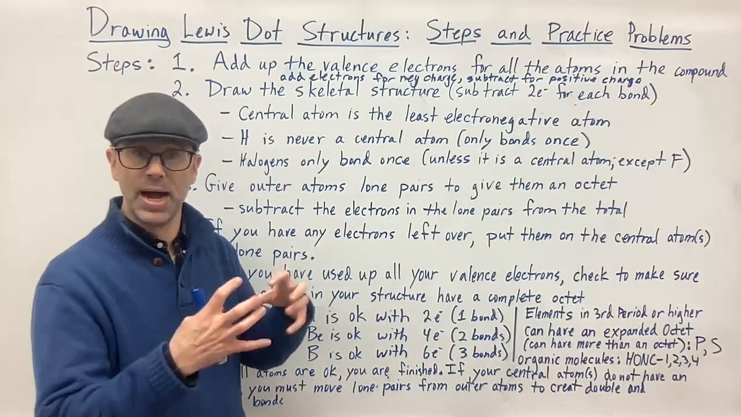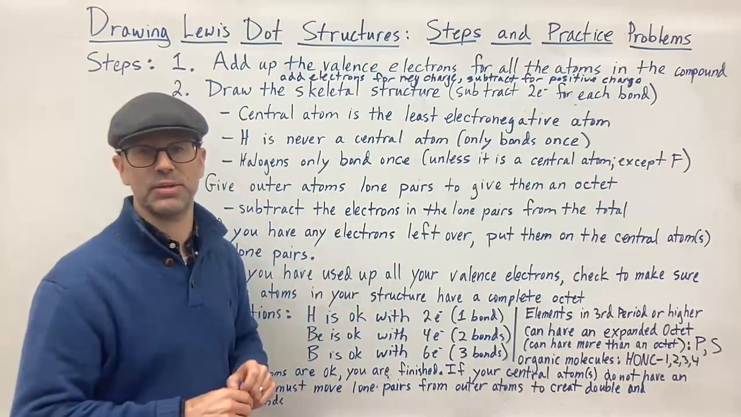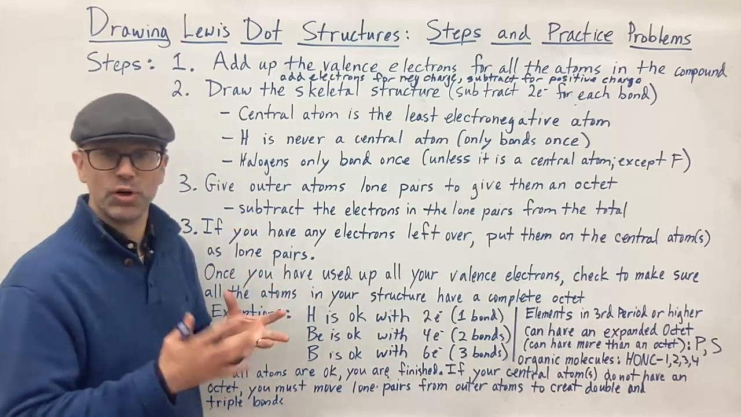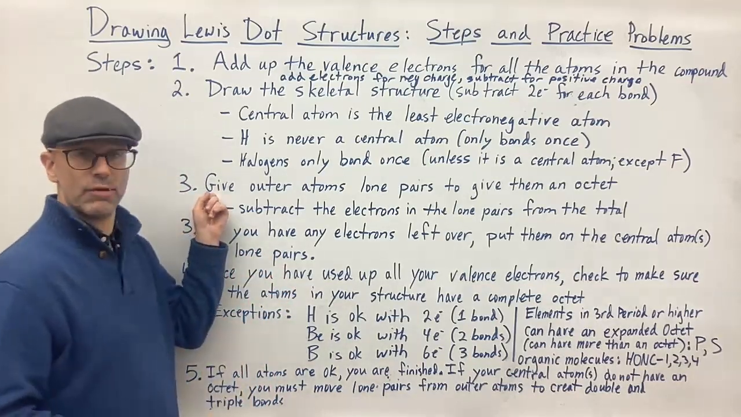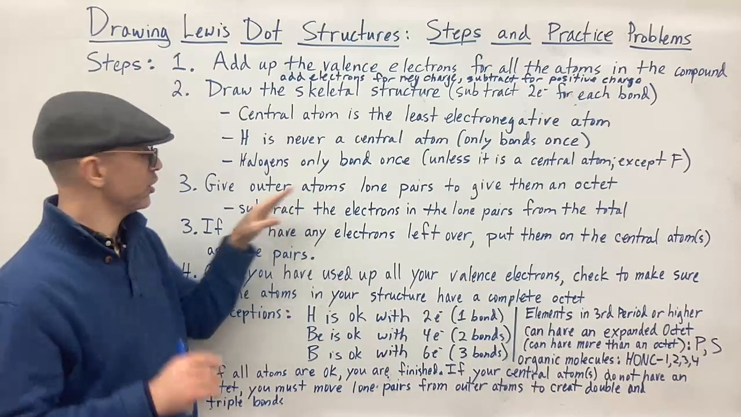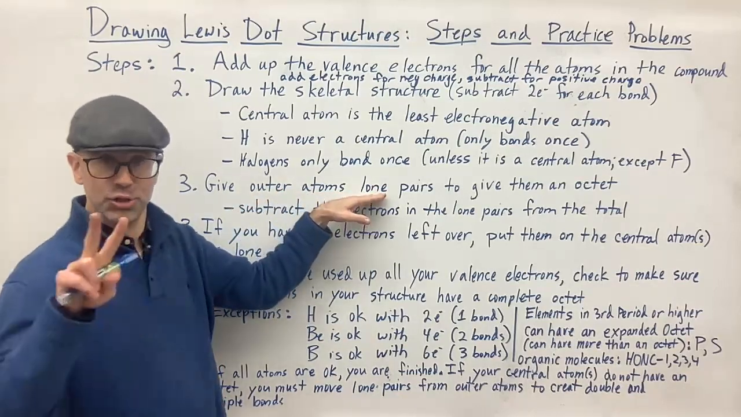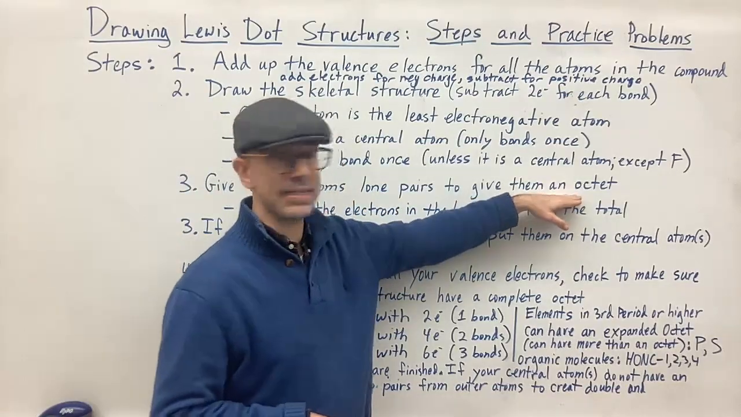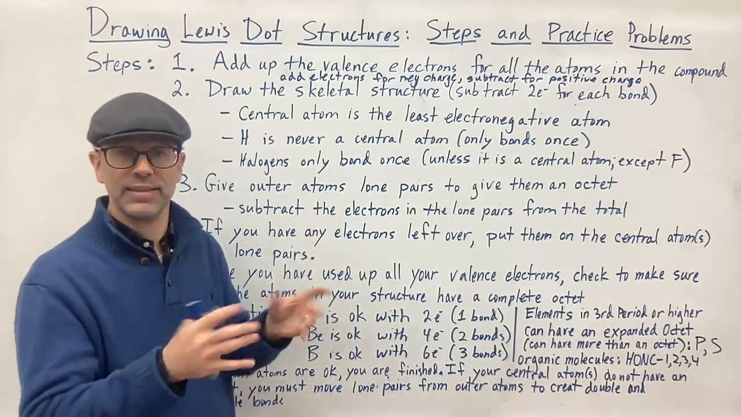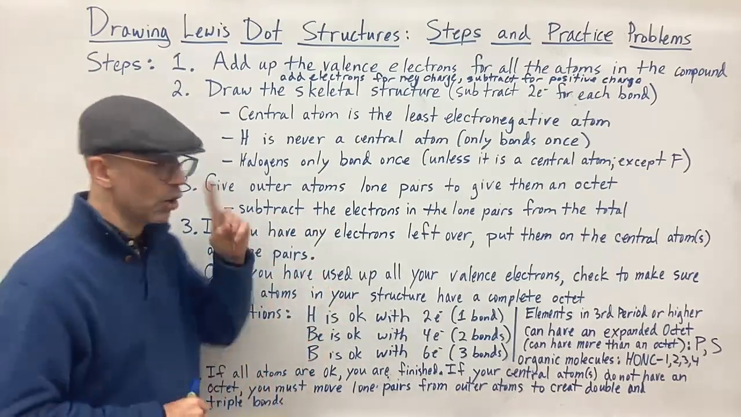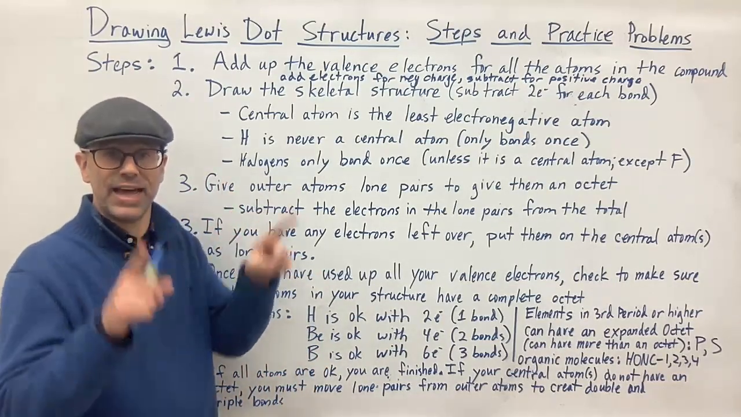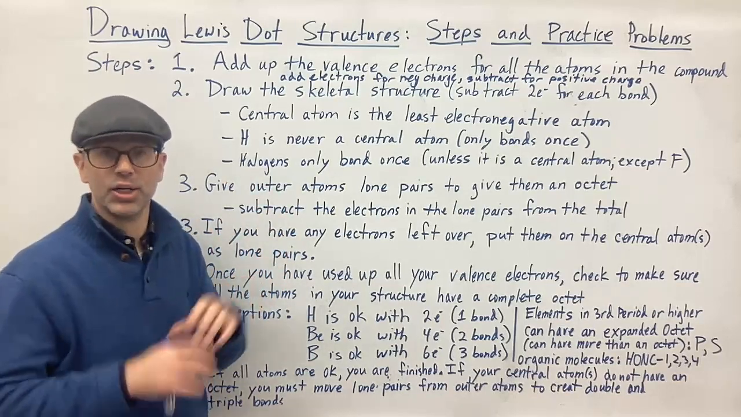So if you use the bond to stick your atoms on the central atom, then you're going to have to subtract that from your total. With whatever electrons you have left over, you're going to give the outer atoms, not your central atom, lone pairs, 2 dots, to give them an octet. You're going to give an octet to your outer atoms by giving them enough lone pairs to get 8 electrons. They're already bonded once, at least, so you're going to have to add lone pairs to them to create an octet.